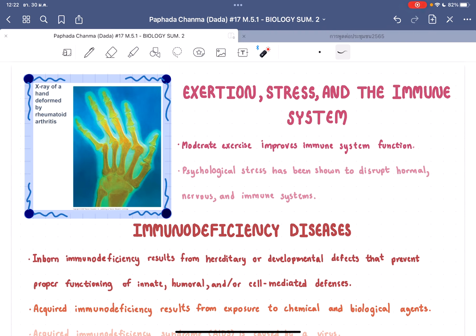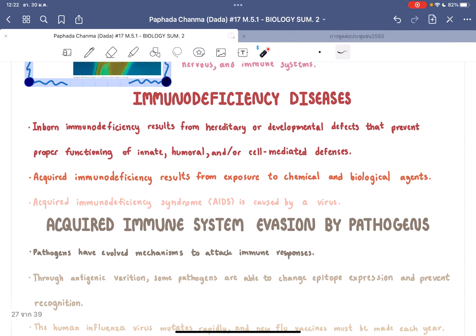Immunodeficiency disease. Inborn immunodeficiency results from hereditary or developmental defects that prevent proper functioning of innate, humoral, and or cell-mediated defenses. Acquired immunodeficiency results from exposure to chemical and biological agents. Acquired immunodeficiency syndrome, AIDS, is caused by a virus.